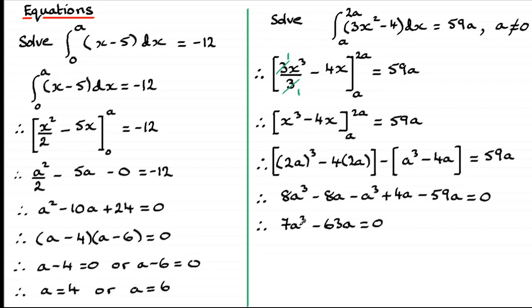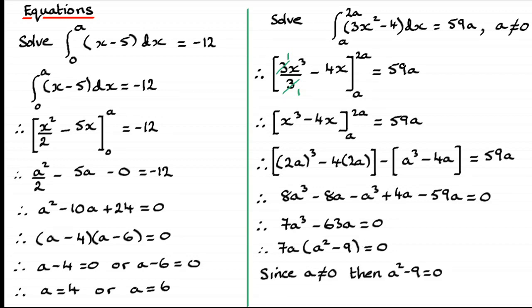And I can pull out a as a common factor. So if we pull out the a as a common factor, I'm left with 7a times all of a squared minus 9. And I can pull out the 7 obviously as well. Now, when you've got this factorised, normally a would be equal to 0 and a squared minus 9 would be equal to 0. But a can't equal 0 from up here. So it must be the a squared minus 9 that equals 0. So if a squared minus 9 equals 0, then the square root of 9 is plus or minus 3.